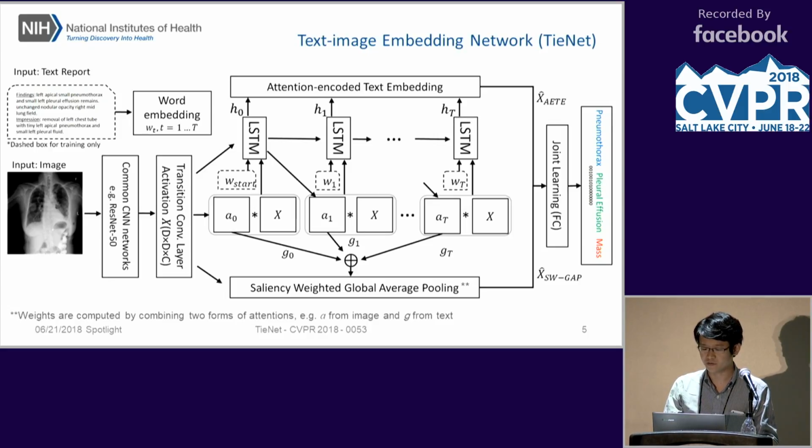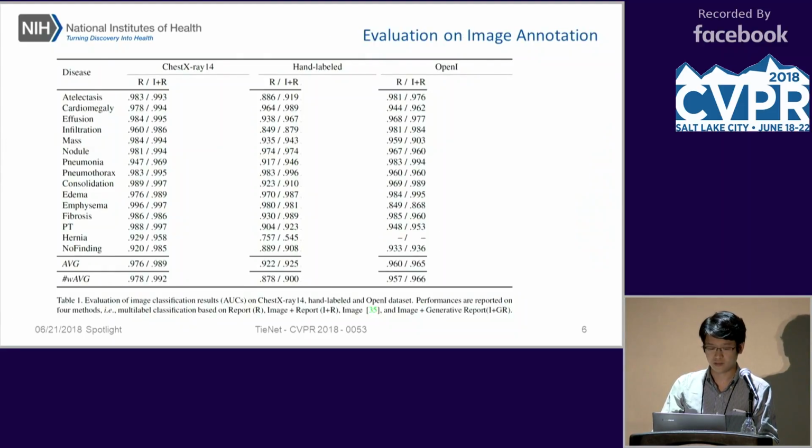The current format of the network shown here is for the image annotation task. In this case, both images and reports are input for both the training and testing stages. As the AUC values shown here, it achieves a really high accuracy of annotating images in both our own testing set and the other two hand-labeled datasets.